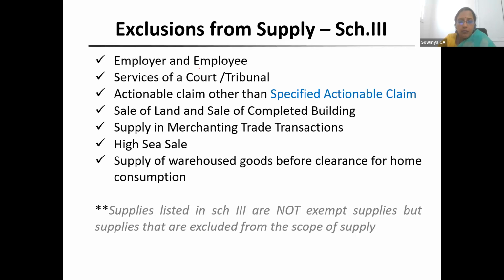And supply in merchanting trade transactions, that is, the goods don't touch the Indian land at all. It is between two different countries. Supposing supply of goods from China to USA, where the goods don't touch the Indian customs frontiers, then it becomes an exclusion from supply. And supply on high sea sales and supply of warehoused goods before it is cleared for home consumption, all these transactions are excluded from the scope of supply in Schedule 3.